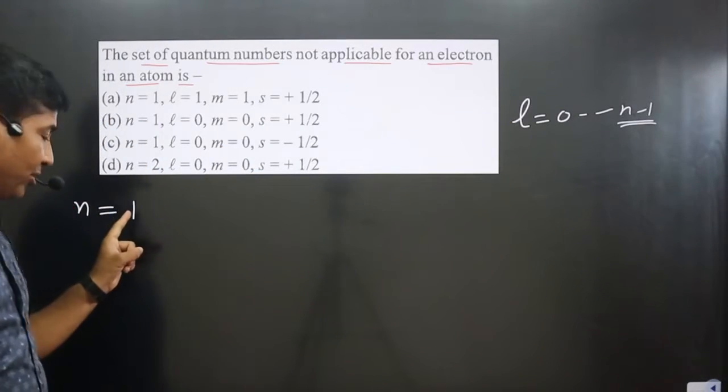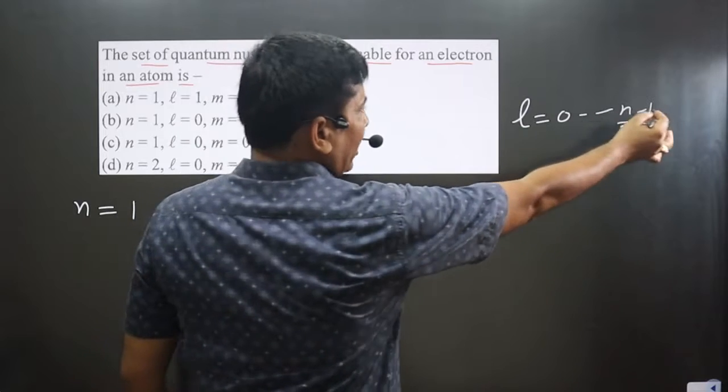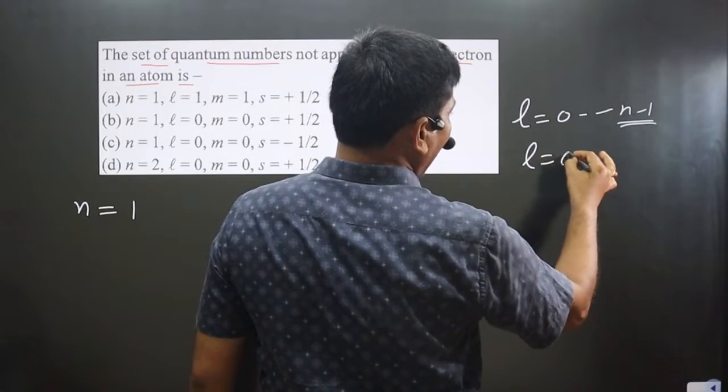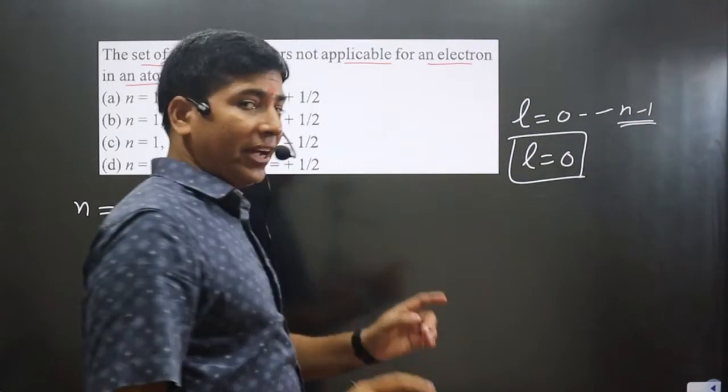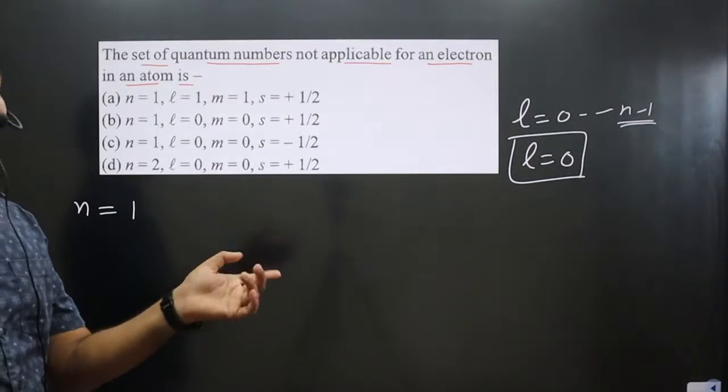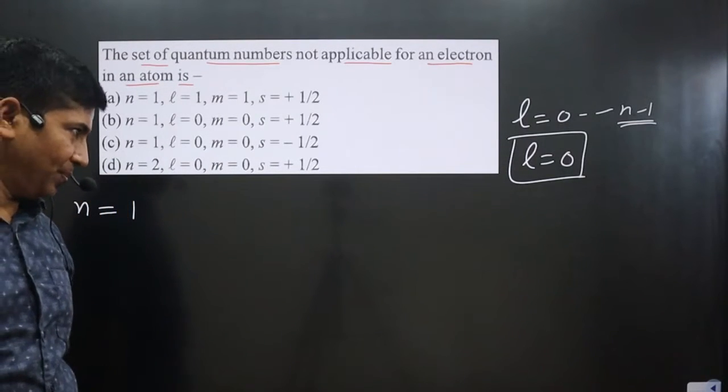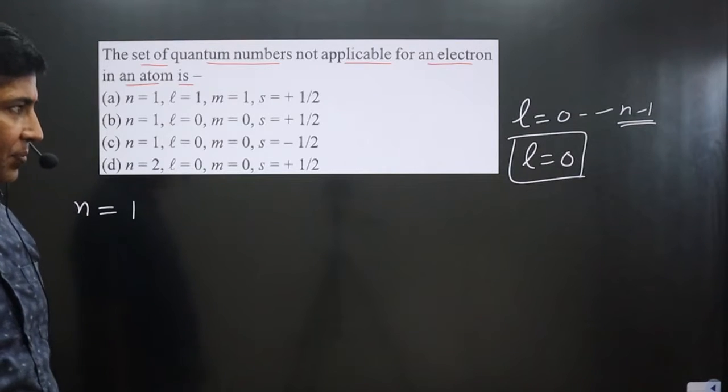Okay. If the n value is 1, then 1 minus 1 is equal to 0. So the l value will always be 0. If the n value is 1, then the l value will always be 0. Okay, this is how we determine it.